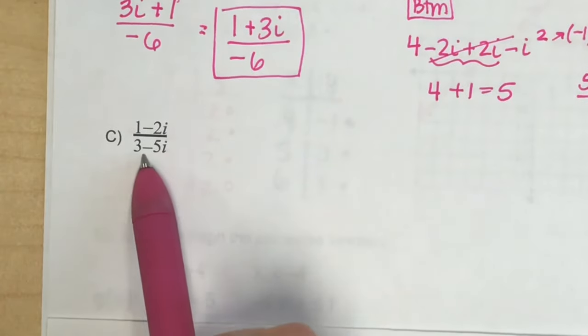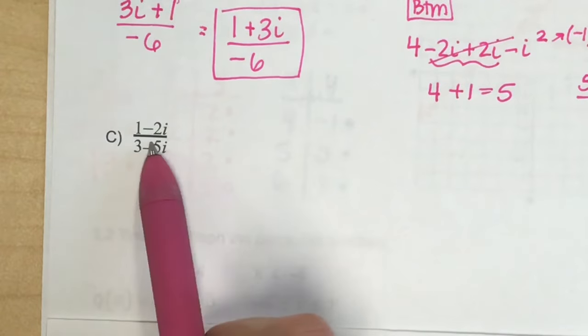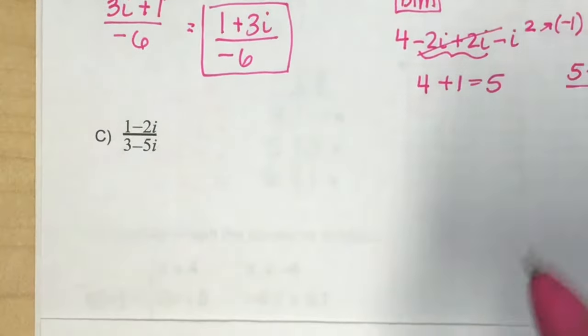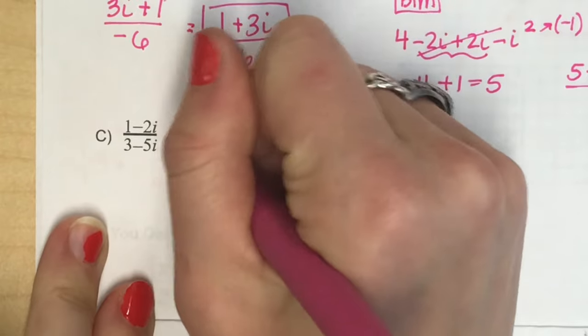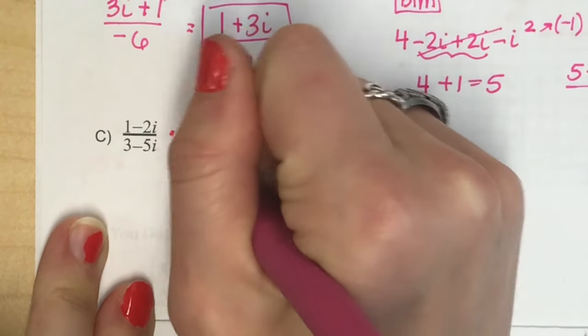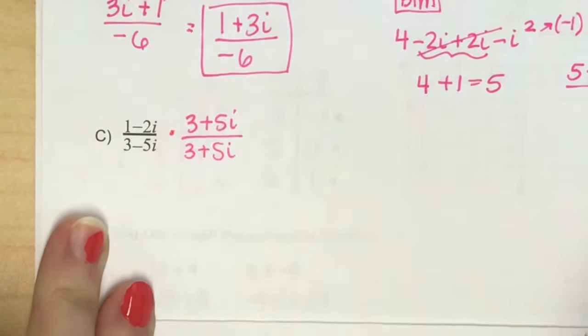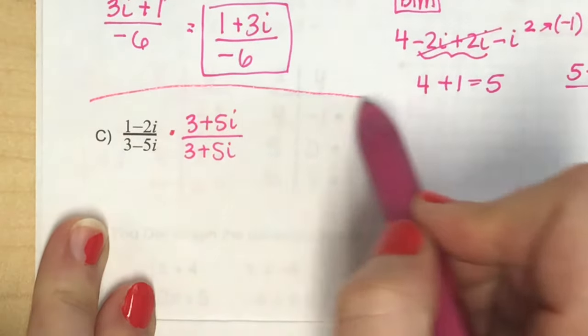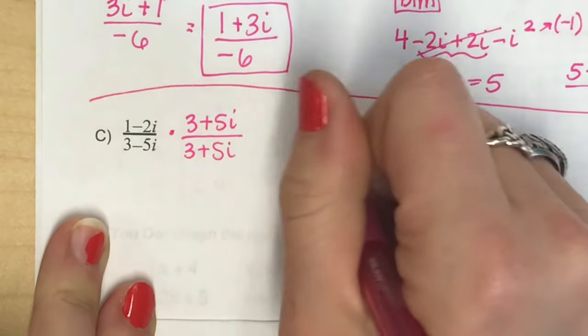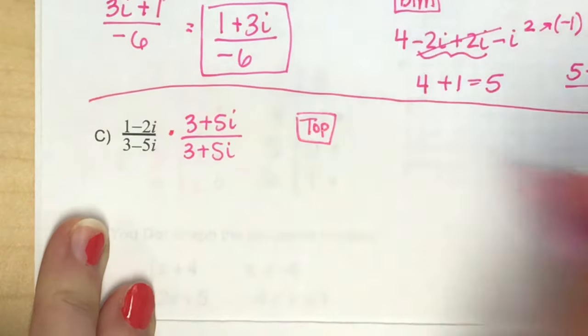Again, this is a problem with the minus sign, and it's got an i in the bottom, so I'm going to multiply by the conjugate. So I'm going to multiply by 3 plus 5i, 3 plus 5i. And just like the last problem, I'm going to do a top and a bottom so that I don't get myself confused. So let's start first just with our top.